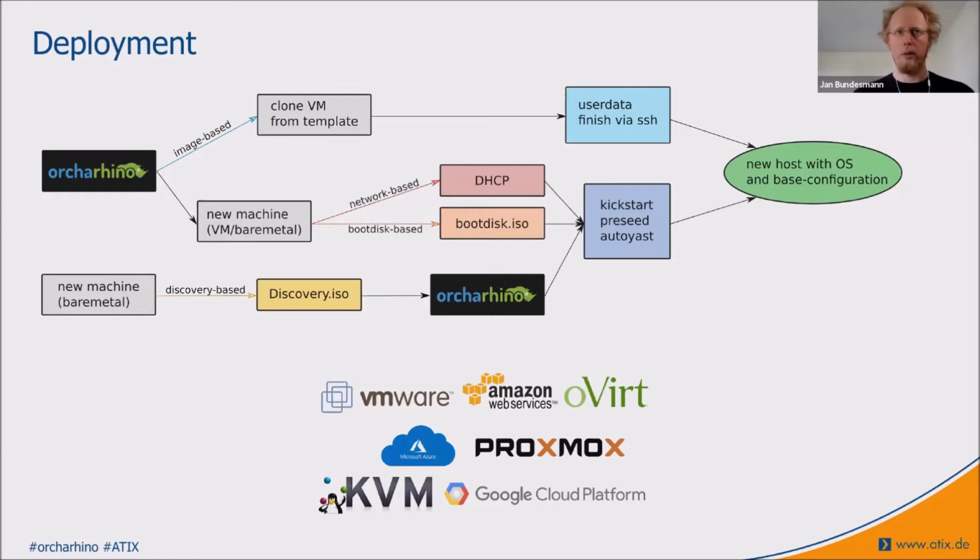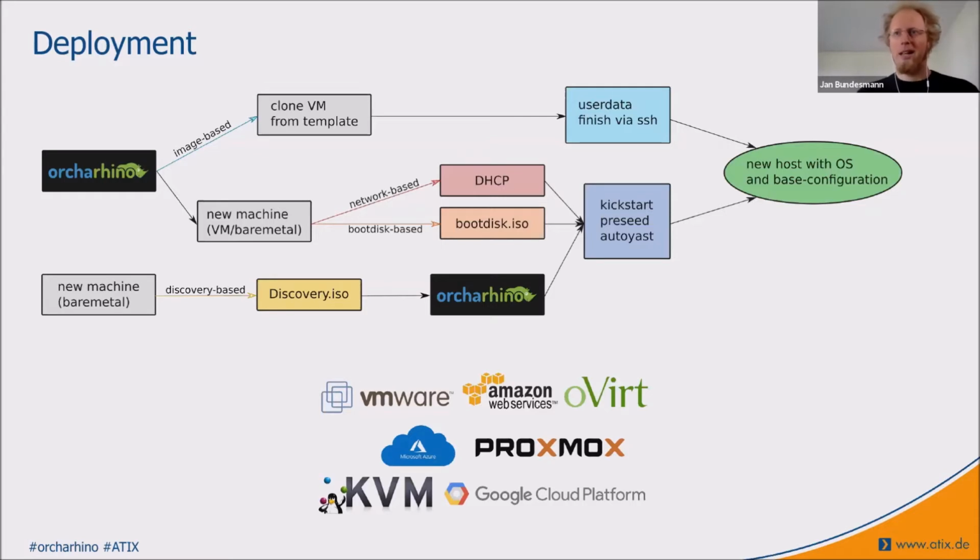So going on with the bare metal servers, you can also use a network or boot disk-based method. In both cases, we'll eventually also end up connecting to orcharhino, but before that it's a bit different. In a network-based deployment, a host starts and asks the DHCP server where it can get the information for the installation of your operating system.